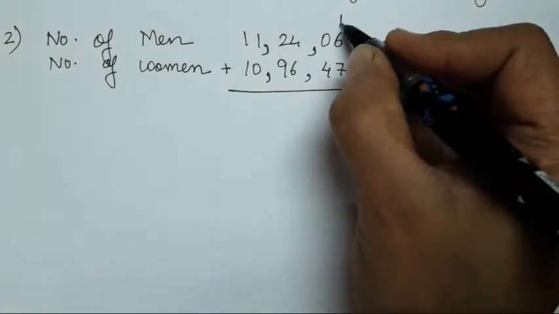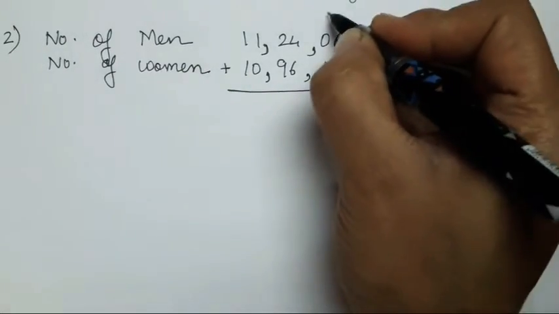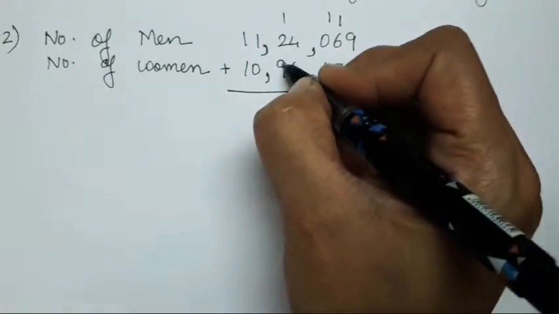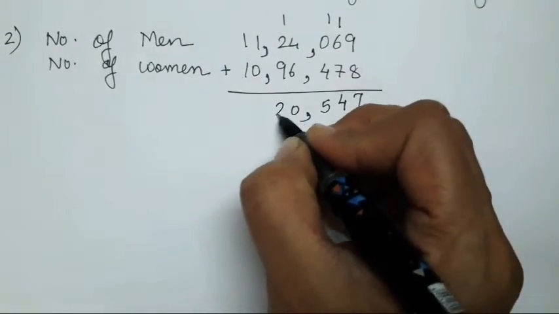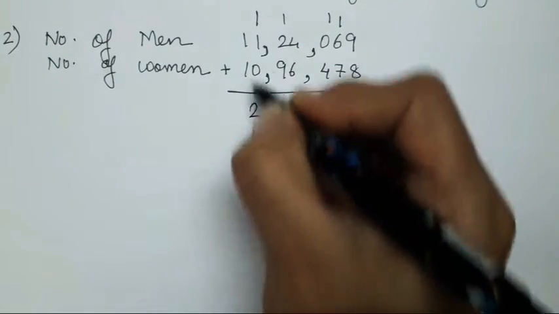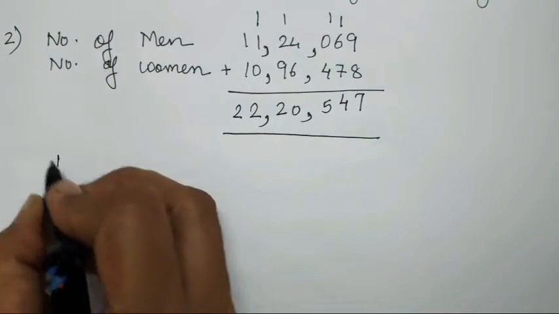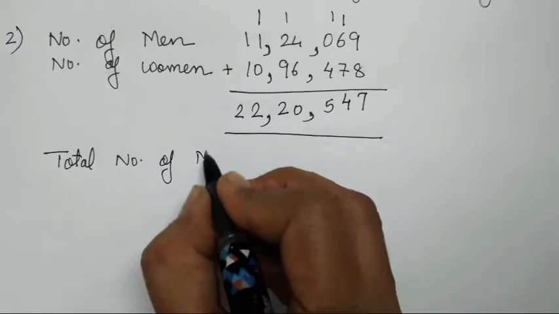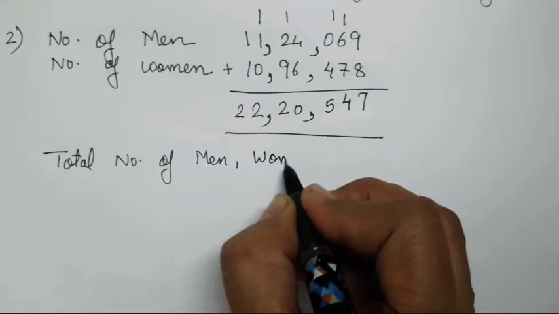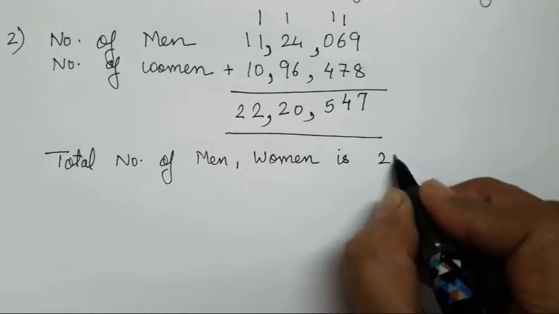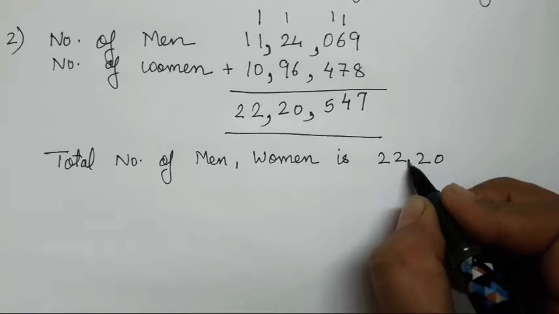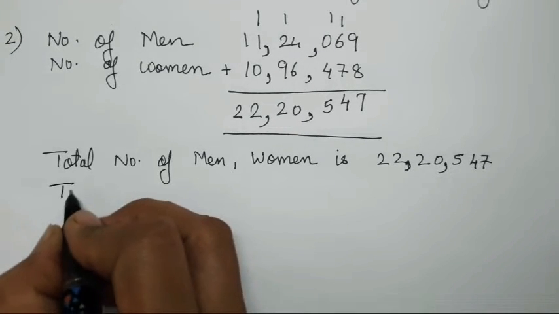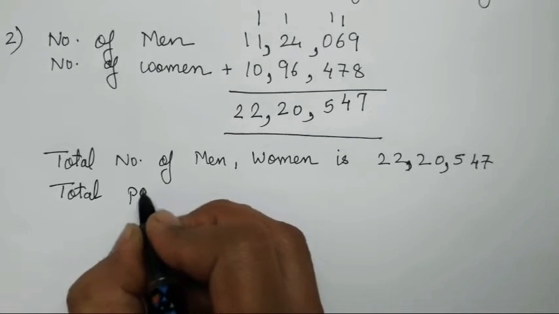Okay, now 6 plus 1, 7, 7 plus 7, 14. 6 plus 4, 10. 9 plus 1, 10. 10 plus 2, 12. 1 plus 1, 2. 1 plus 1, 2. So, total number of men and women is 20,547.